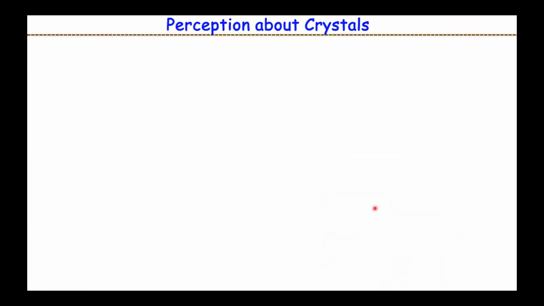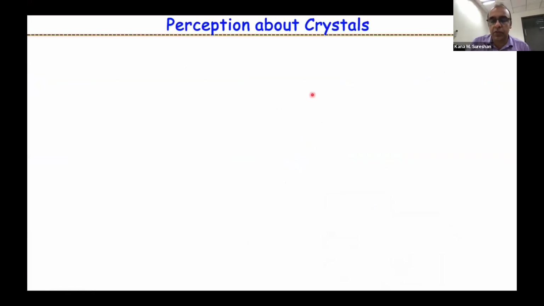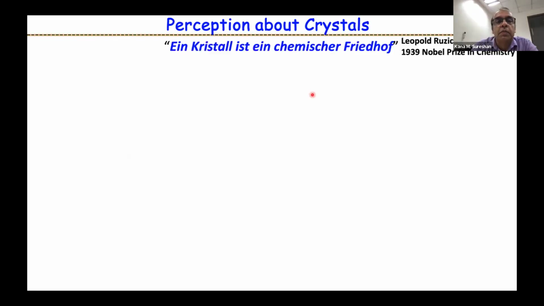So let me introduce what topochemistry is. To talk about topochemistry, I should talk about the perception about crystals or solids in general. This is a statement made by a Nobel laureate in chemistry a few decades ago. The meaning of the German statement is that a crystal is a chemical symmetry, that means a dead state of matter for a molecule. So that means nothing can happen inside a crystal.